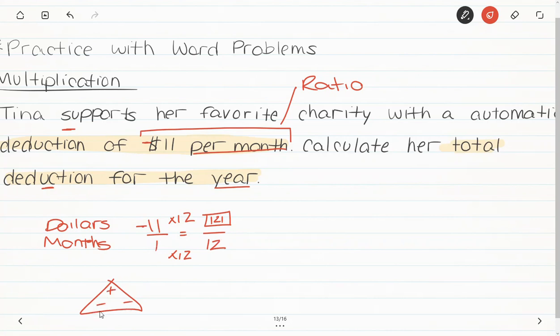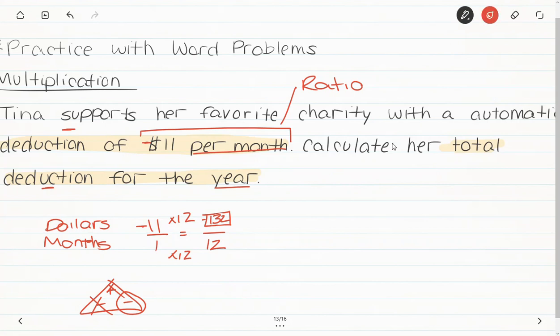A negative, because the 11 is negative, times a positive, the 12 is positive, so I'm left with a negative solution. So I get negative 100 and, oh, I'm sorry, it's not 121, my mistake. That would be 11 times 11. This should be 132, negative $132.